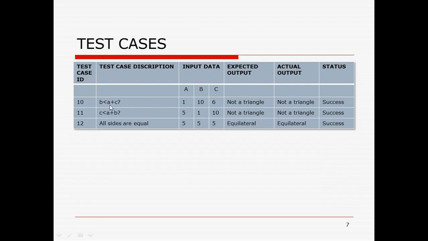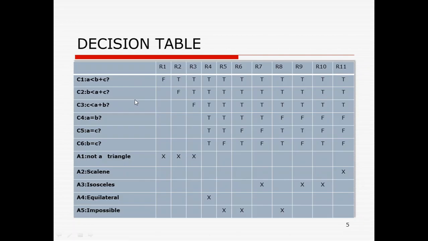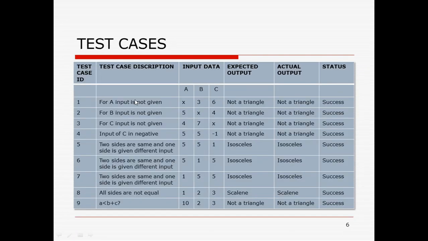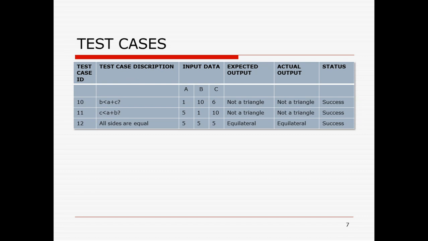Same here, we check for B and C, giving a high value for B and a high value for C, each greater than the sum of the other two sides. The expected output and the actual output are both not a triangle. So this case is successful. If all the sides are equal, then we have an equilateral triangle. So these are the different test cases generated from the columns of the decision table that we have found.